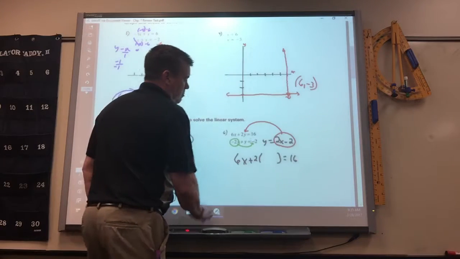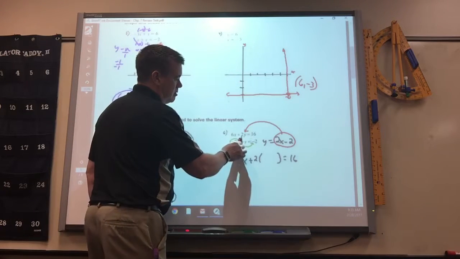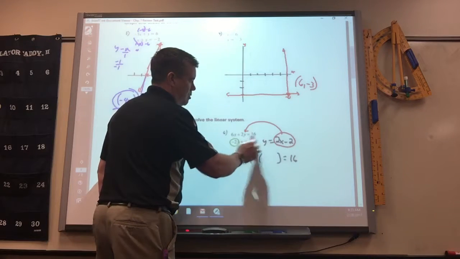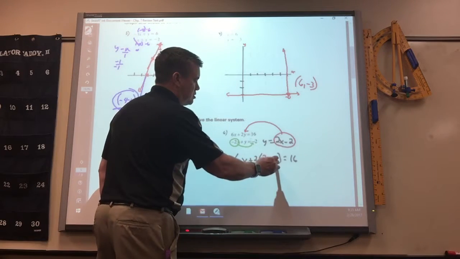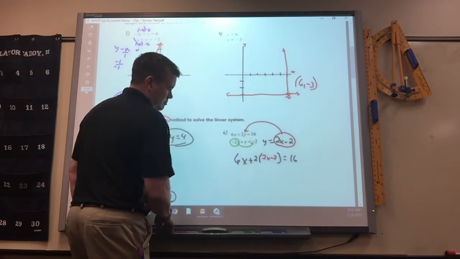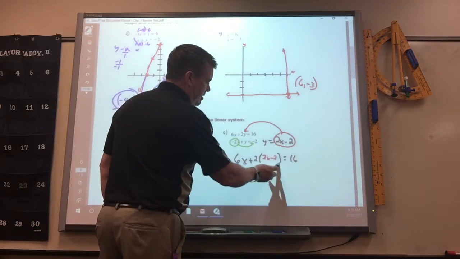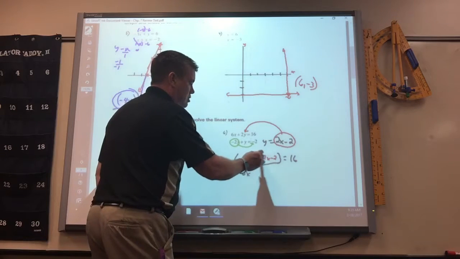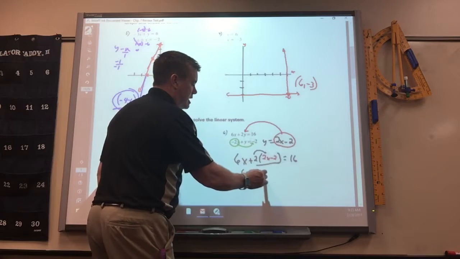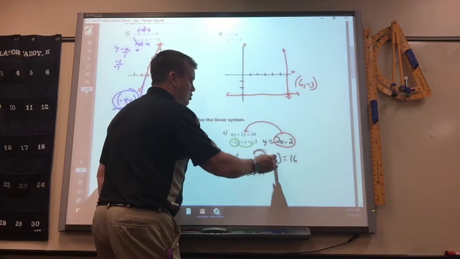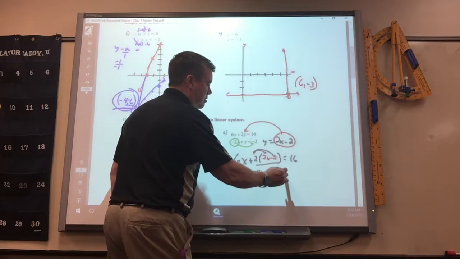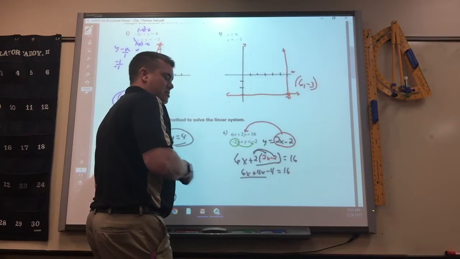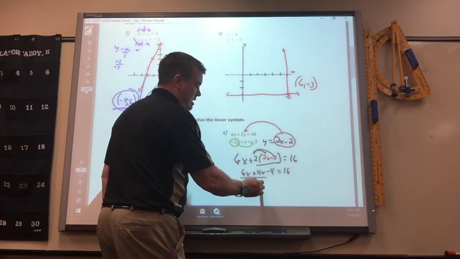So, in place of the y up here, again, we got the 2 times all of it, so you put parentheses. We put in 2x minus 2. So then we got to simplify this before we can solve it. So it's 6x. 2 times 2x is positive 4x. 2 times negative 2 is negative 4. You can combine those two, they're x's. 6x plus 4x is 10x.